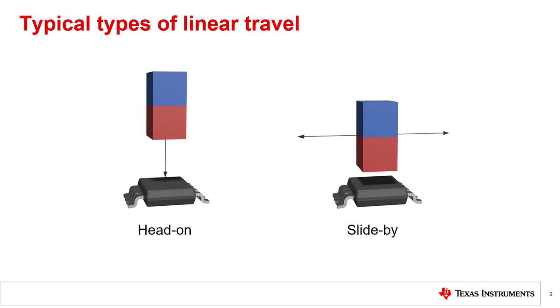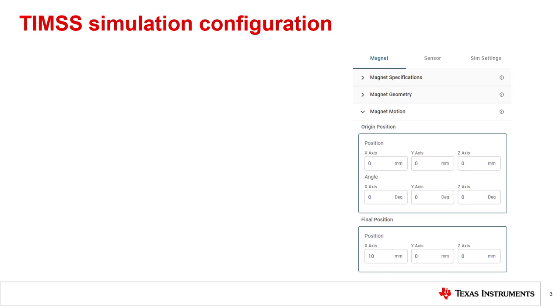When linear motion is selected in the TI Magnetic Sense Simulator, there are a few key input fields used to define the travel of the magnet. These can be found by clicking to expand the magnet motion dropdown. The first input is the origin position. This will define the initial starting position of the magnet.